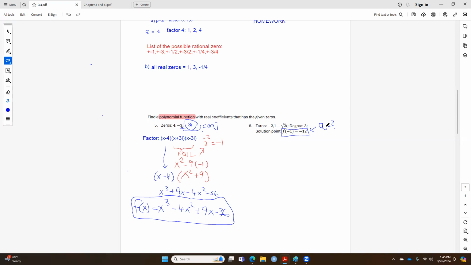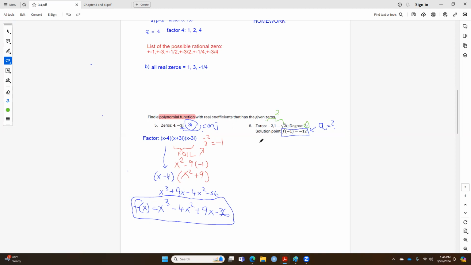So how do you figure out what a we multiply? That means if I multiply this whole equation, this function, by 2 or 3 or 5 or whatever number, we still get the same zeros, but your solution point will be different. So this solution point will give us an a. But don't forget, the zeros provided to us are only 2 zeros. There are only 2 zeros here. Okay, but the question tells us it is degree 3.